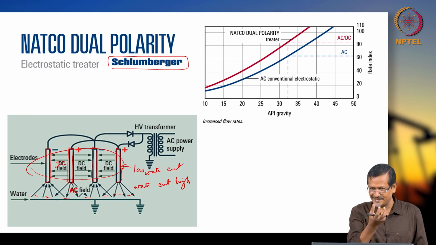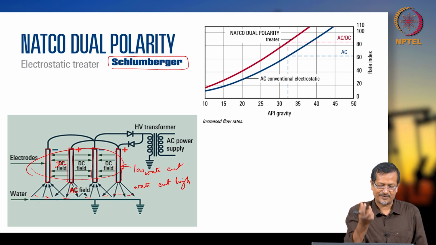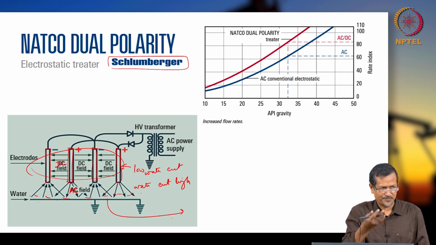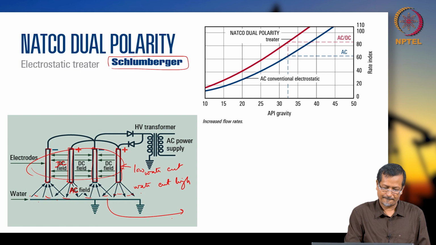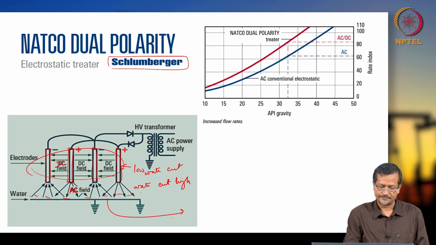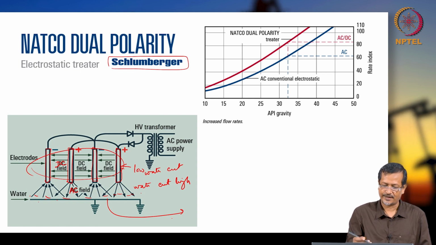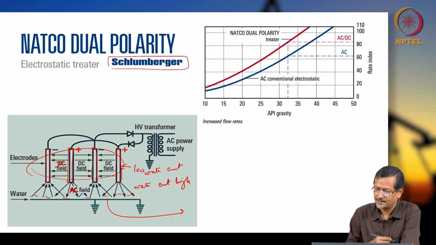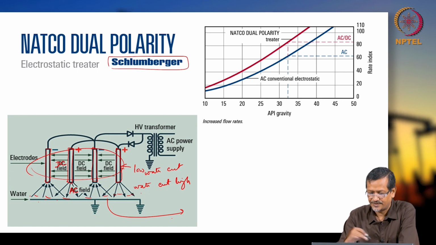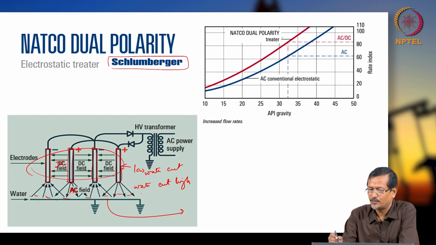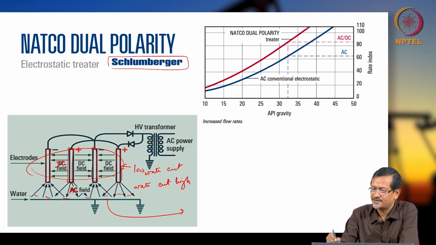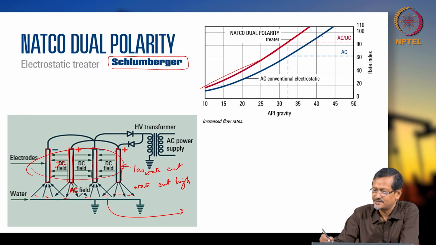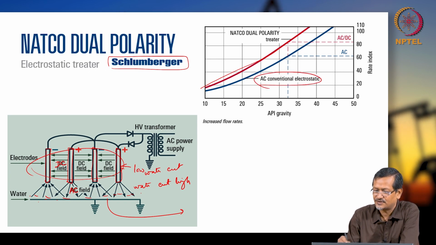Okay, in the AC zone again there will be collision. When collision is there, it will create further bigger particles and take water from the bottommost portion. I have taken this figure from their brochure. So this Natco dual polarity treater, you can see this one AC/DC. If they are applying both, their rate index is higher, and if you are using only AC, the rate index is lower. AC is conventional electrostatic and they are dual.